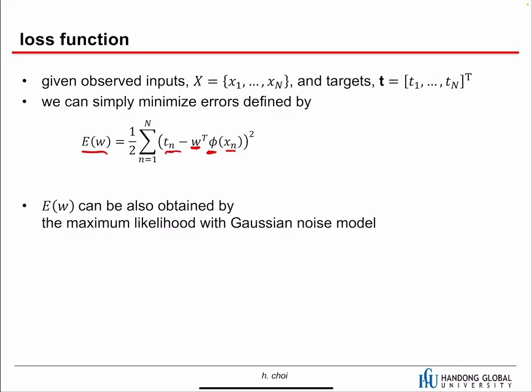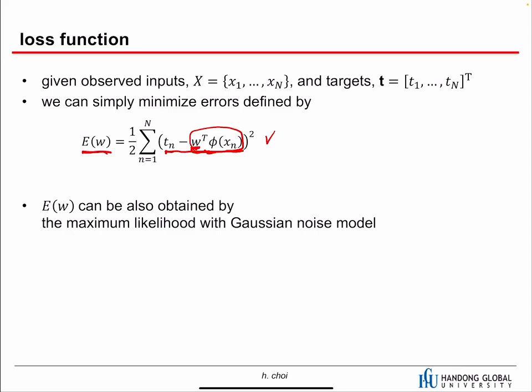Okay, so look at this part. So tn minus this one, which is our regression function. Then the difference between this tn and our estimation should be minimized. So that's what this loss function says. Okay, so is it just a heuristic objective function? It makes sense, right? But is it just heuristic?